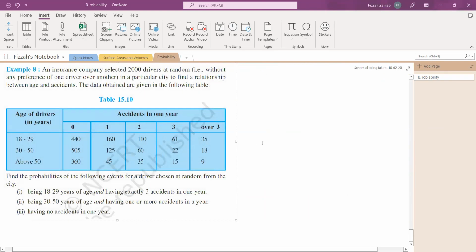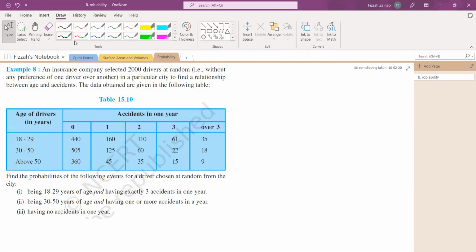Okay. This is the question now. Now try to understand the table first of all. An insurance company selected 2,000 drivers at random. So the total number of drivers are 2,000. You can just note it here. Now, without any preference, in a particular city to find a relationship between age and accidents. So this is the data which is obtained.